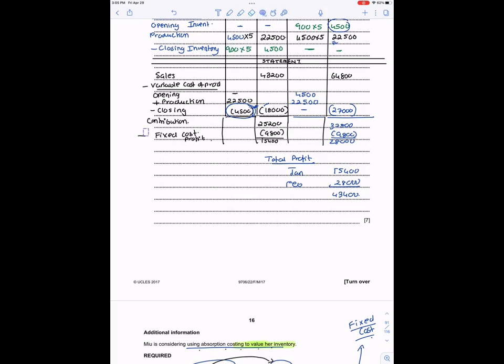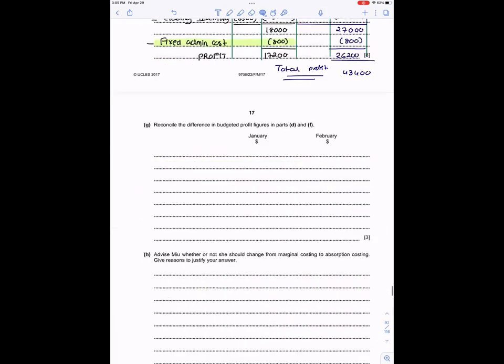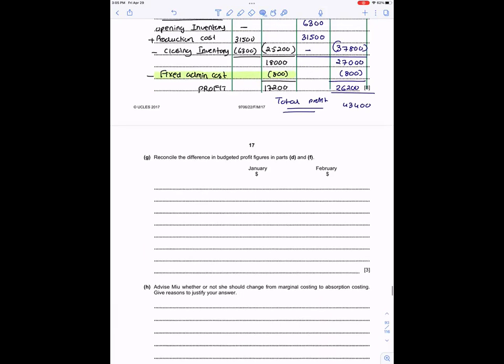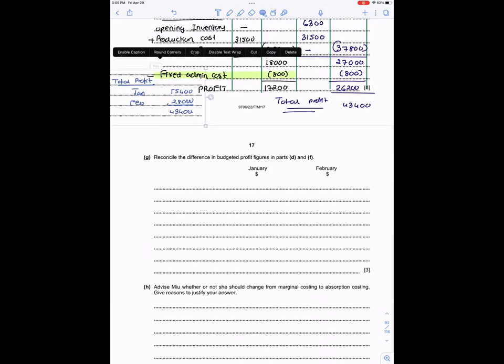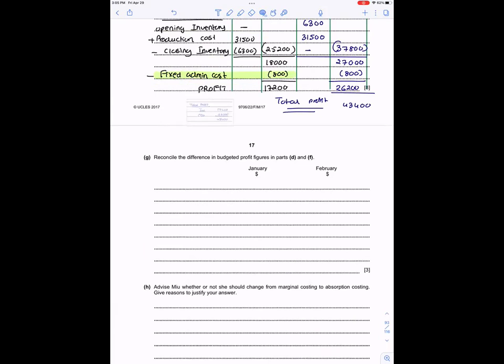Okay. This was my total profit as per marginal costing. I'm just copying and pasting it down. For January, it was 15,400. And as per absorption costing, it is 17,200. Can you all see this?